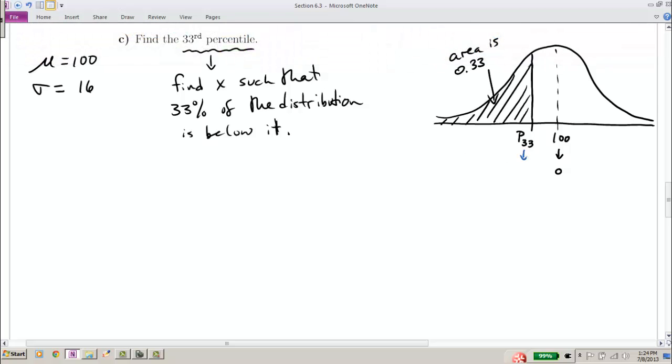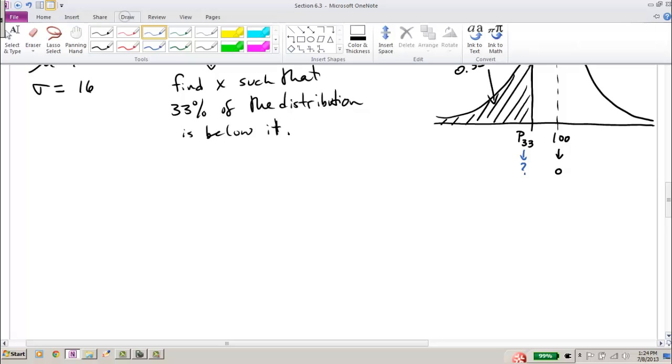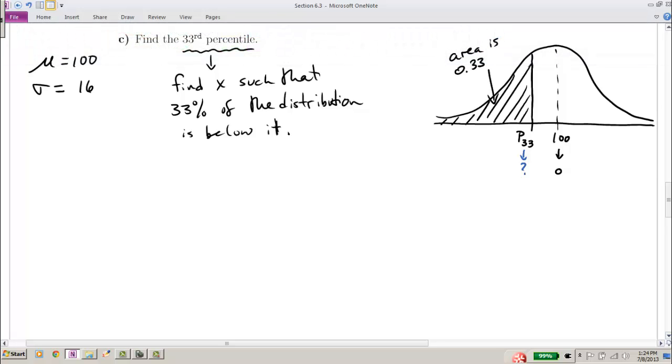And we don't know yet what its z-score is, but I think that's one of the things we're going to be able to figure out first. We know an area to the left of this unknown value. Our table is perfect for finding a z-score if I know an area, right? I'm just going to search the sort of middle of the table to find the area closest to 0.33, and then figure out what that z-score is.